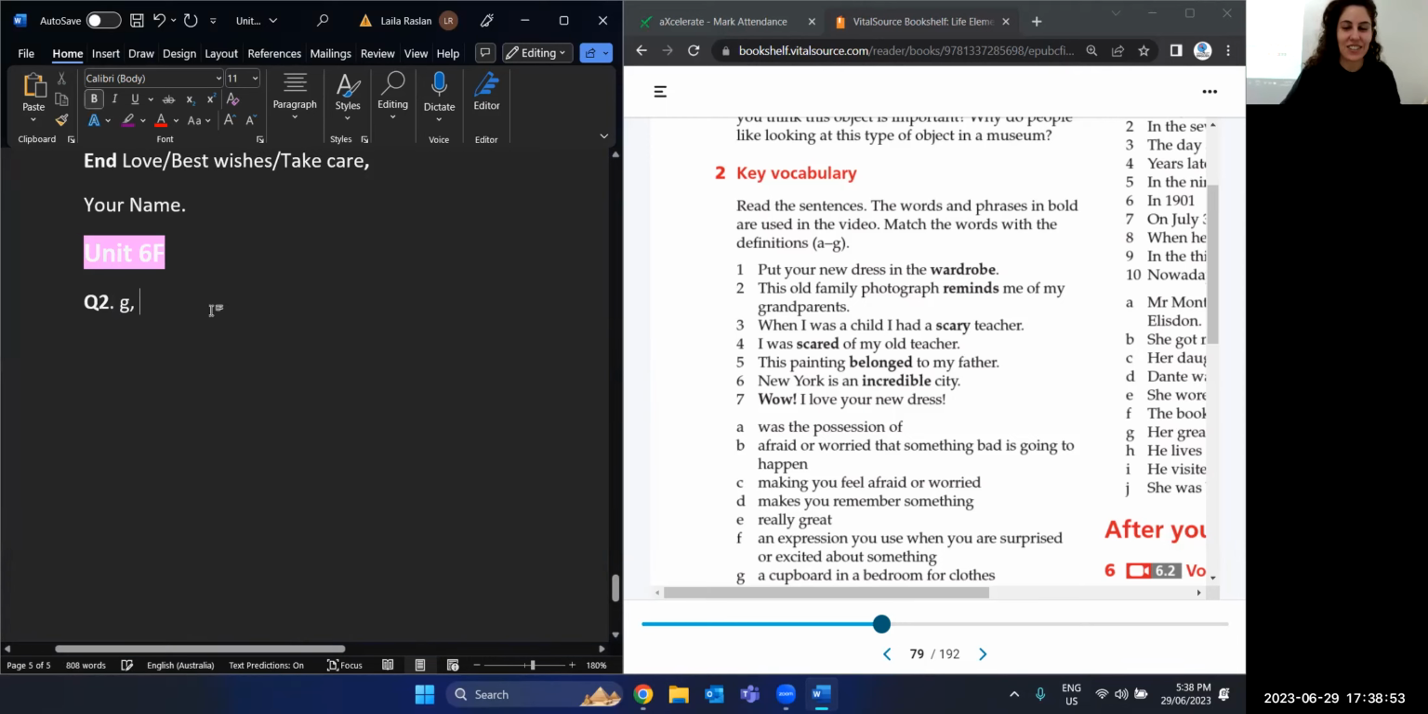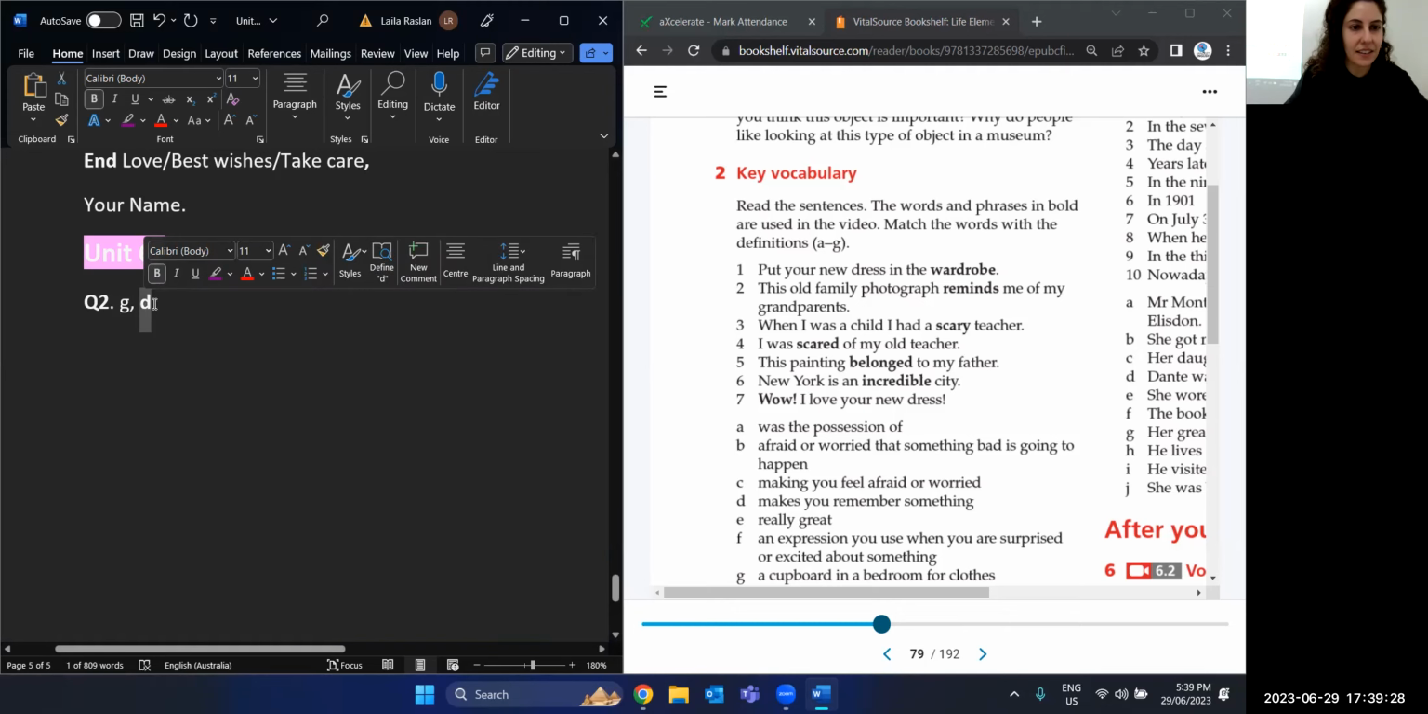Okay. So this old family photograph reminds me of my grandparents. Now, this is a verb. What does reminds mean? Make you remember something. Yes? B. Sorry, D. Thank you. Yes, D.